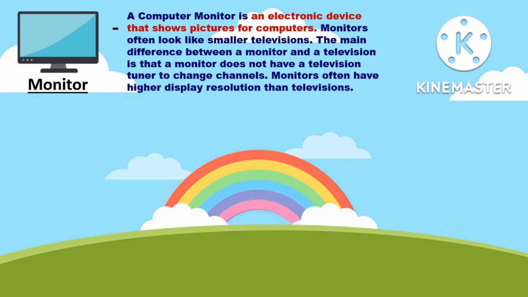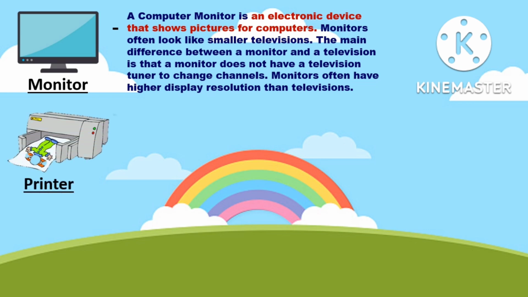So monitor is basically something which you see. Suppose the instructions which you are giving to a computer, the CPU processes it and the monitor helps you to see those instructions. It is the display unit of a computer.